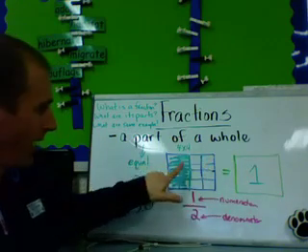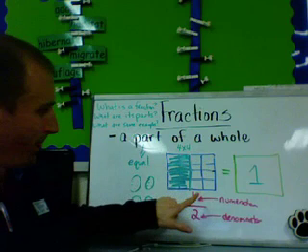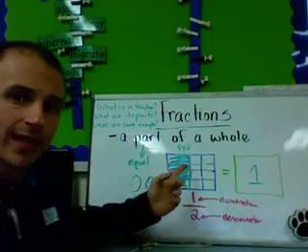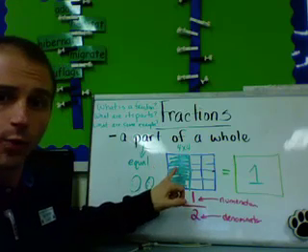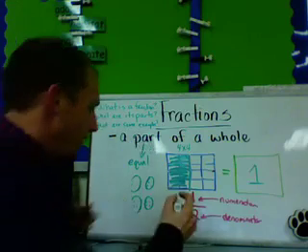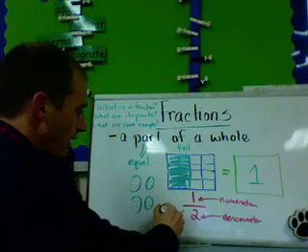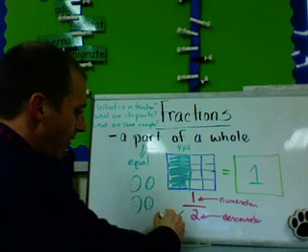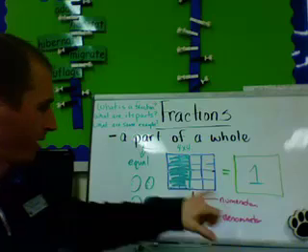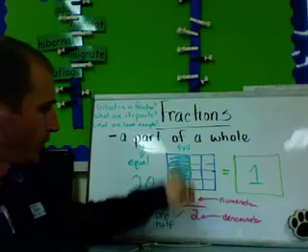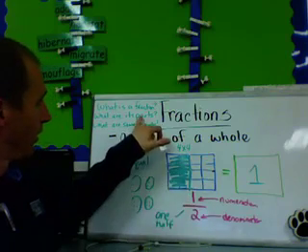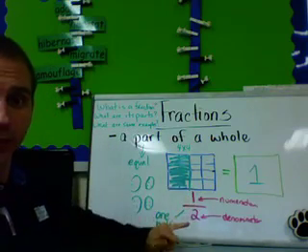This is our whole unit. I have 1, 2 parts. This top number tells me how many I'm counting, or in this case, how many I shaded in. I shaded in 1 part. So the way you would say this fraction is one half. You would say one half because I have 1 part shaded in out of a total of 2. So these numbers explain its parts.